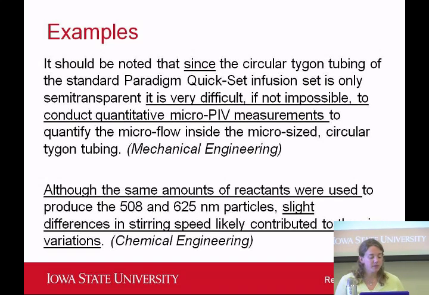And in our second example, it says, although the same amount of reactants were used to produce the 508 and 625 nanometer particles, slight differences in stirring speed likely contributed to the size variations. So again, they're acknowledging a limitation ahead of time, saying, you know, our data may say something, but we're not confident in that fact. And remember that these trustworthiness and credibility things go together to build an entire picture of your trustworthiness as an author. So pointing out limitations is not necessarily a bad thing. In fact, you might trust these authors a bit more for having done that.